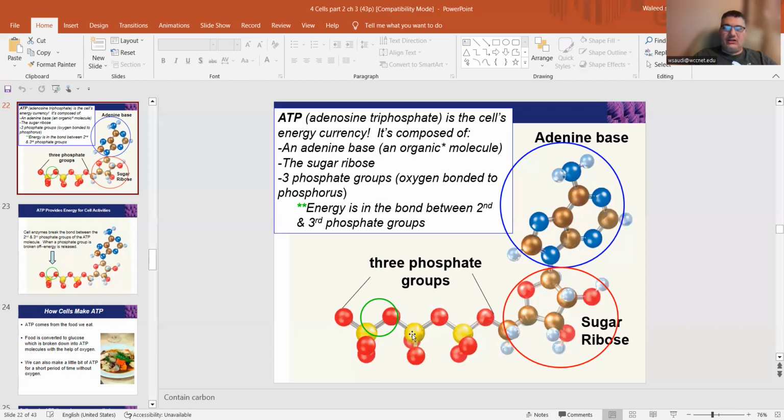How about between 1 and 2, and between 1 and the sugar? Yes, there is an energy bond in there, but it's not the one that's consumed as energy. The only one that we actually use to gain energy is this one right here. So you get adenosine diphosphate, you put some energy in, and then add the third one. This bond is called the high energy bond between the second and the third.